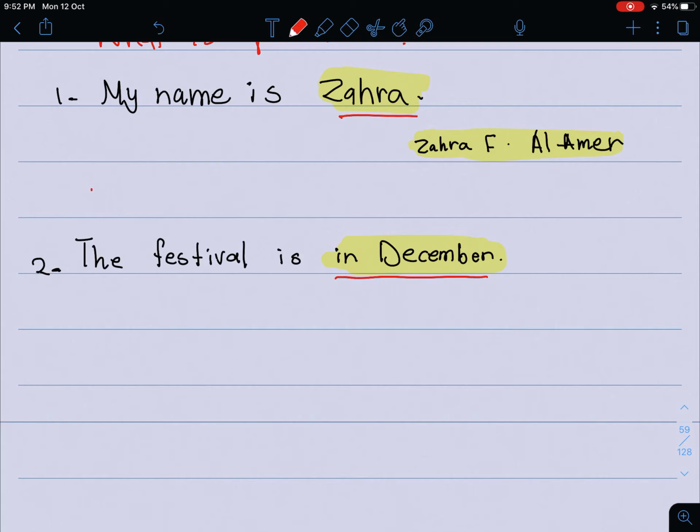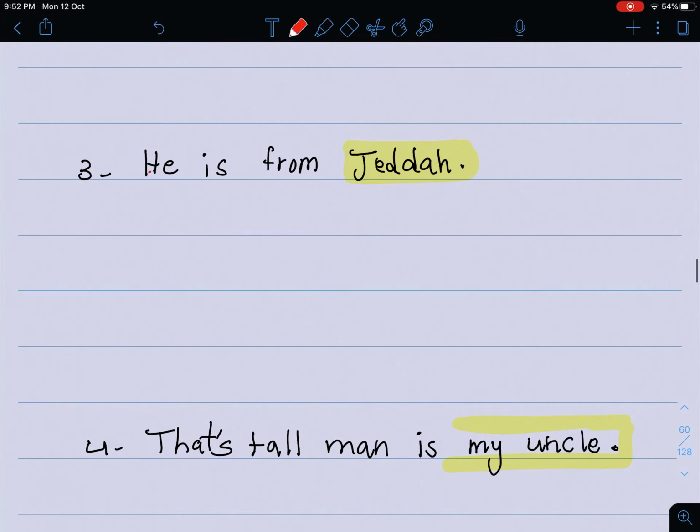The festival is in December. I want to ask about, of course, when. When, the verb to be is the festival. When is the festival? Of course it will be, when is the festival? The festival is in December.